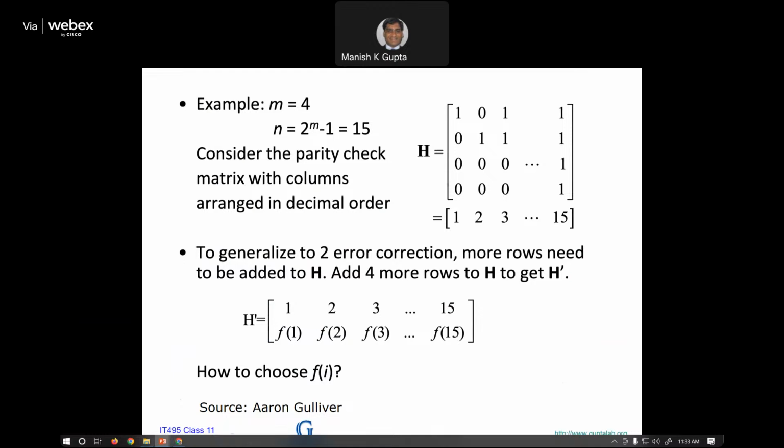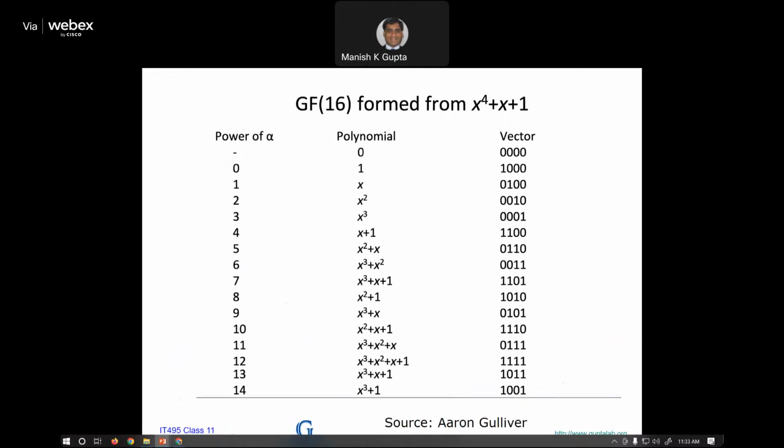First of all, you should note the field with 16 elements. This thing should be captured inside your brain. These are the powers of alpha. This is the polynomial representation. This is the vector representation of the field with 16 elements. The irreducible polynomial through which the field is constructed is x raised to the power 4 plus x plus 1. That polynomial is used to construct the field. This you should know now.